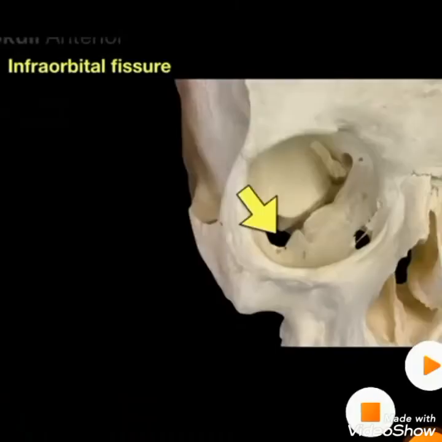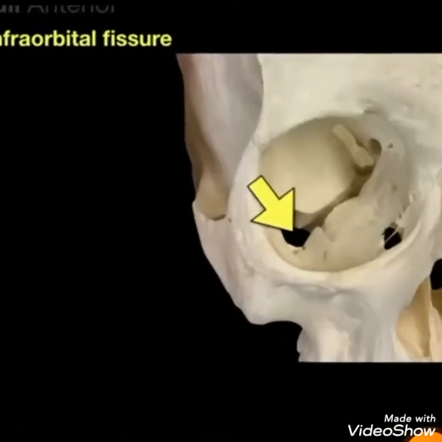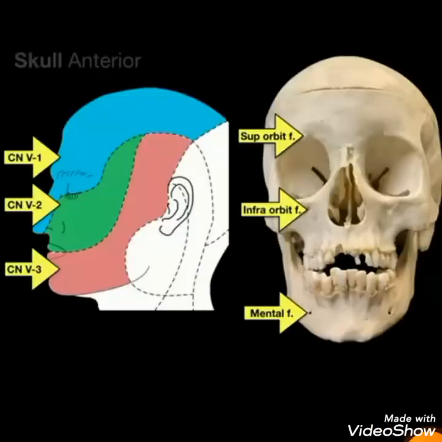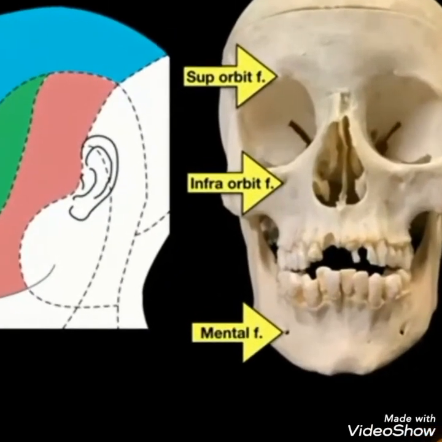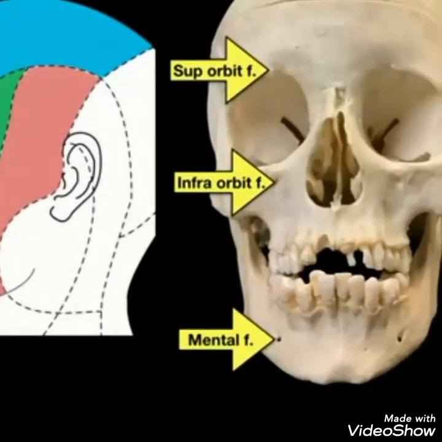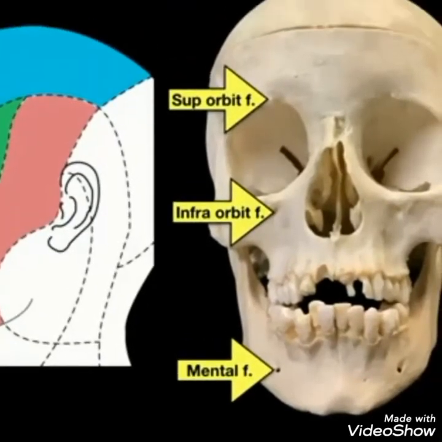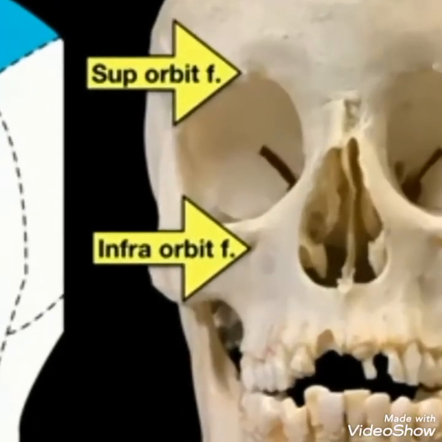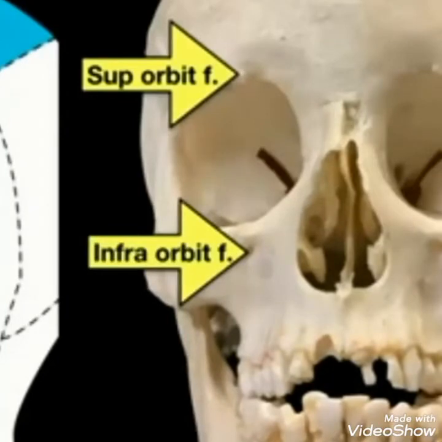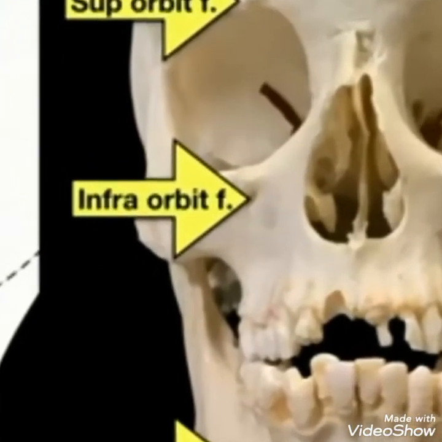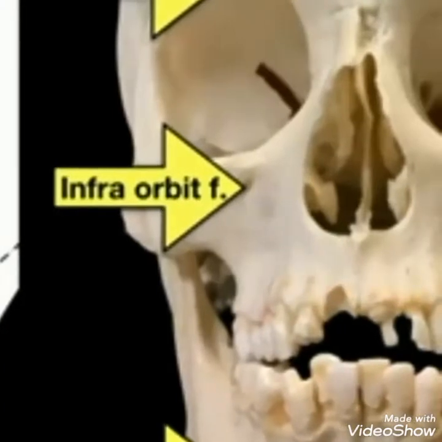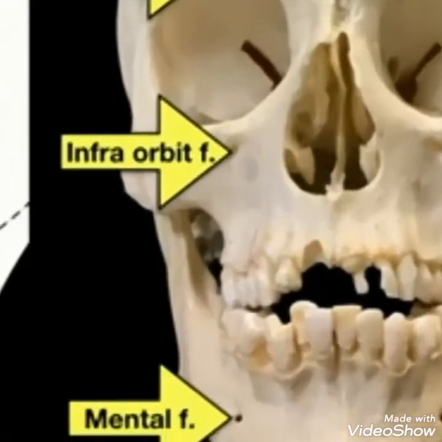Now this is the picture of the skull to show the infraorbital fissure, right? Now in this diagram of the skull, we can visualize the supraorbital foramen at the junction of the medial 1/3 and the lateral 2/3 of the superior orbital margin, and you can visualize near the infraorbital margin there lies the infraorbital foramen, and on the mandible you get the mental foramen.